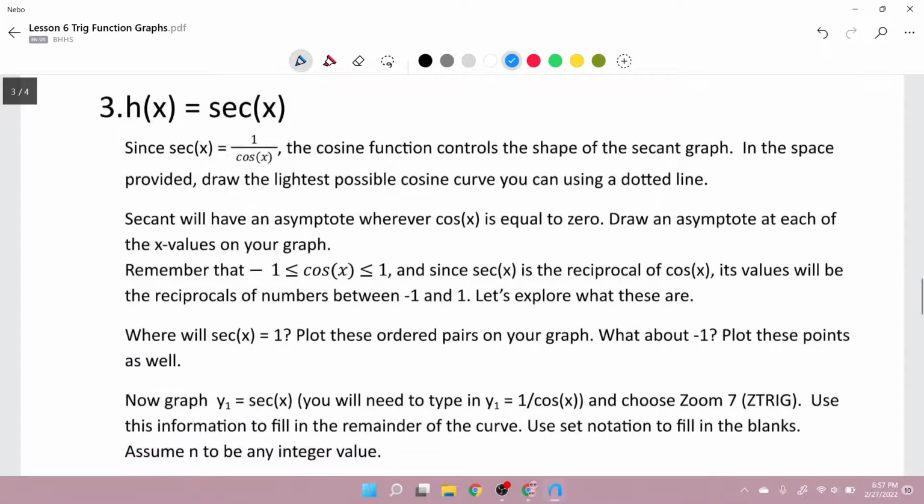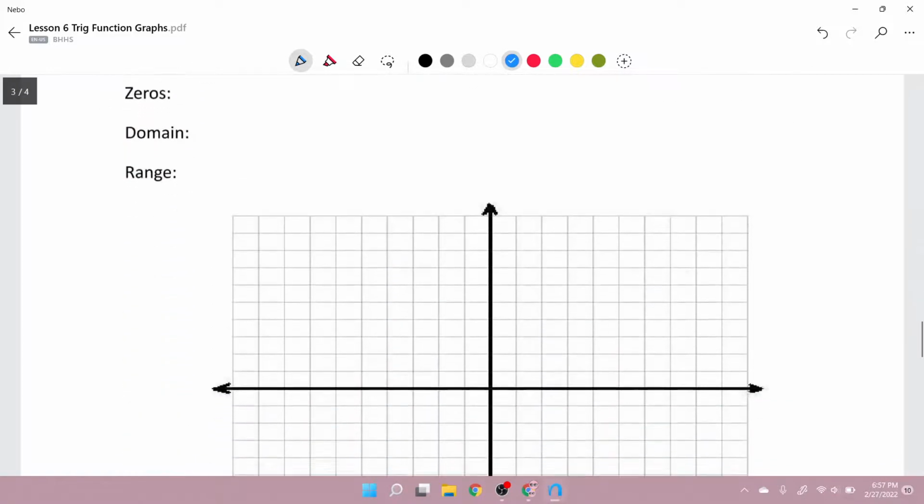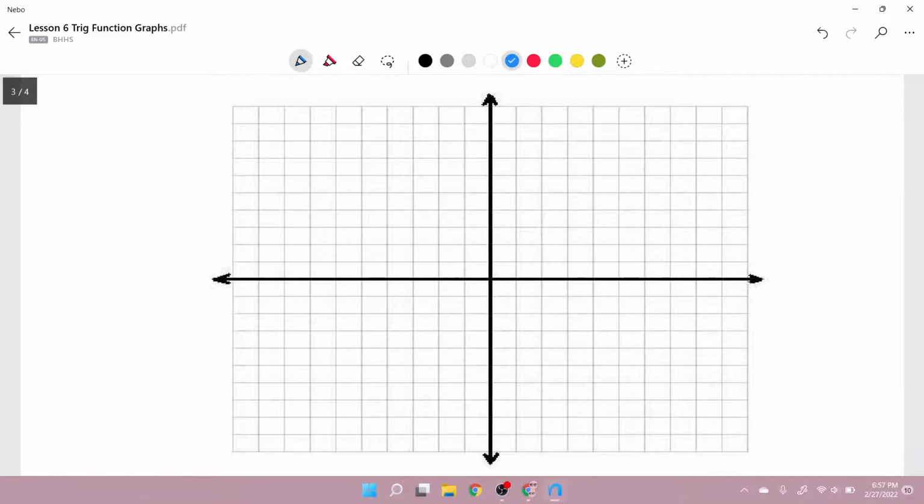Okay, two more. All right, so h of x equals the secant of x. Recall the secant of x was 1 over cosine of x. So the cosine function will control the shape of the secant graph, right? Because they're reciprocals. So let's draw in this cosine curve first. Since we're drawing in the cosine curve, I'm going to have 4 units be 1. It's just my preference.